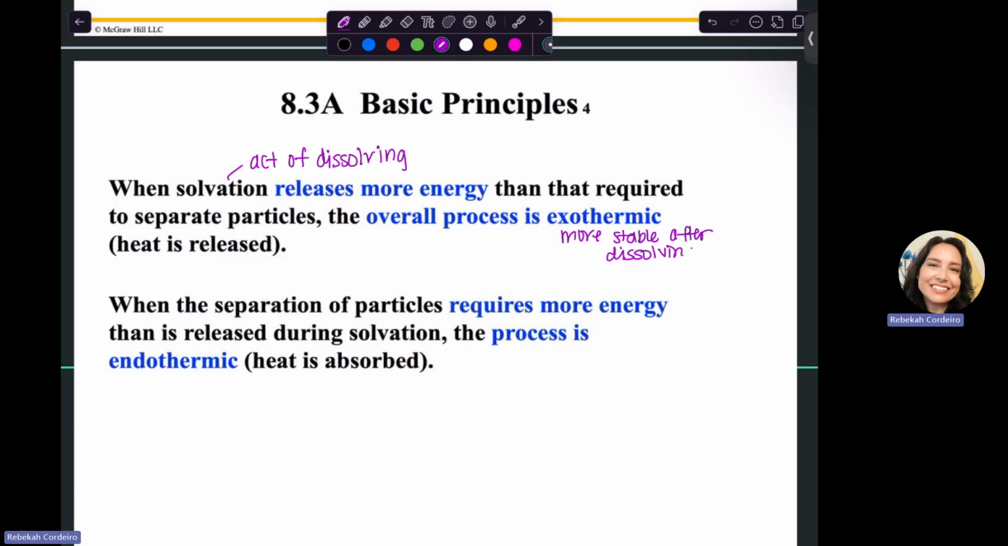And you don't need to worry about how to tell what that is. Just know that dissolving can be exothermic. Dissolving can also be endothermic. So this would be less stable after dissolving.